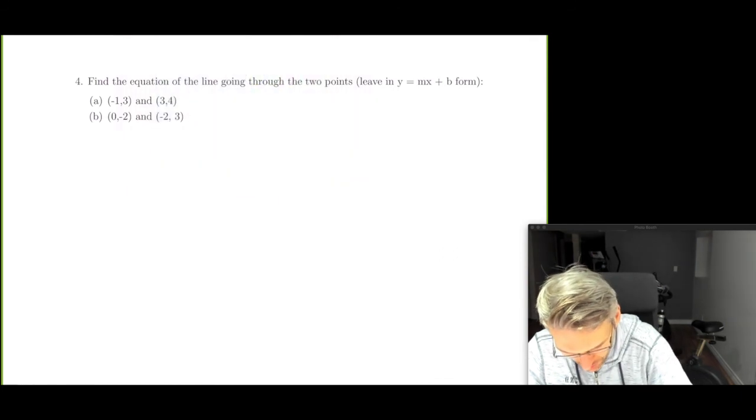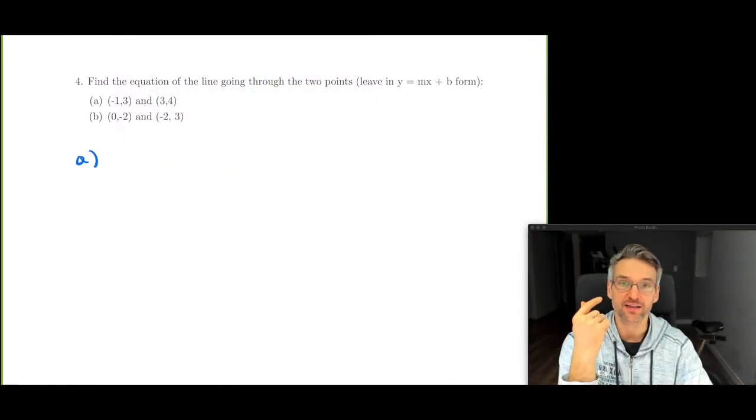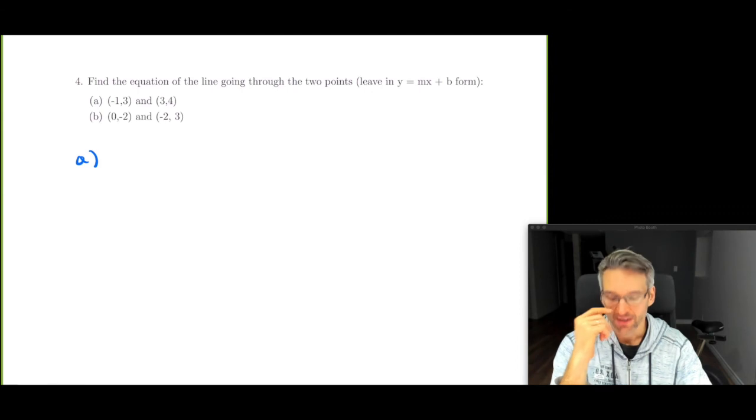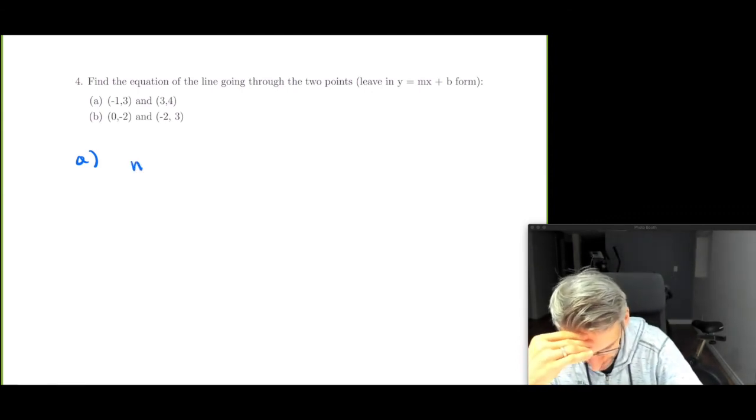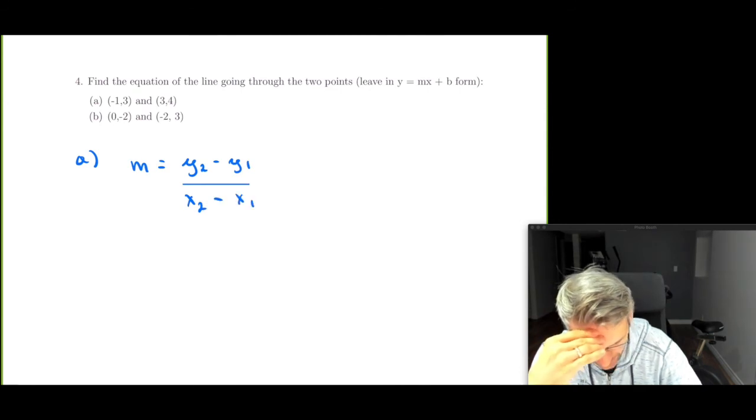So I'm going to first try A. So what do we need? Well, we need a slope, right? And then we need our y-intercept. So we need those two things. Our slope is equal to, so you may recall, y2 minus y1, so it's our rise over run, over x2 minus x1.